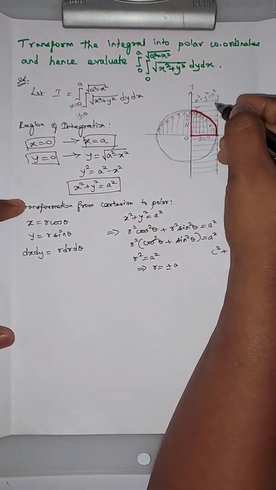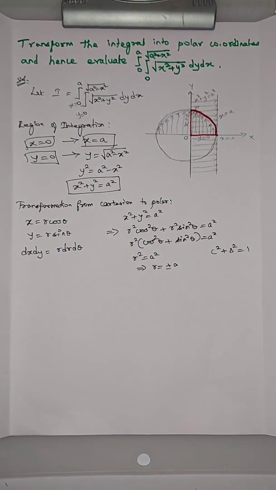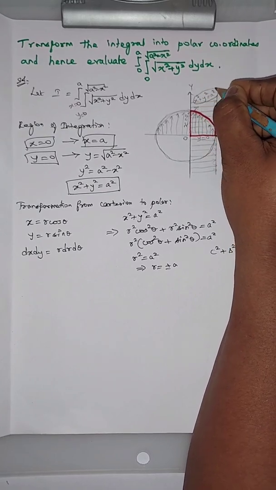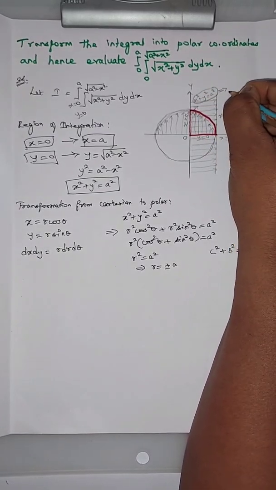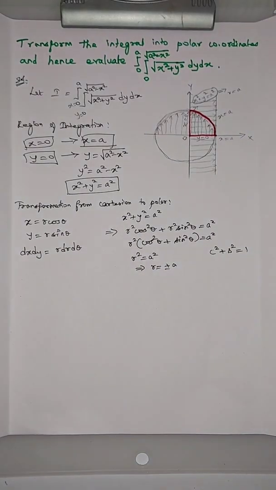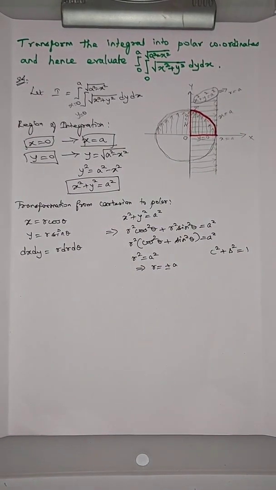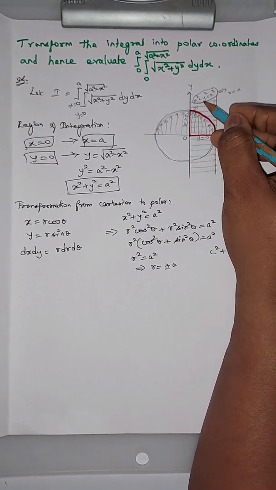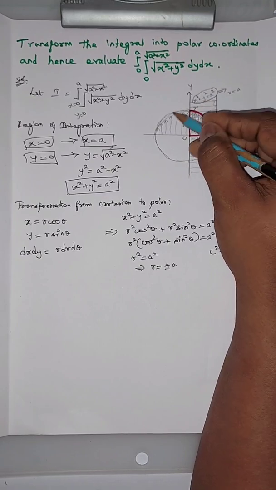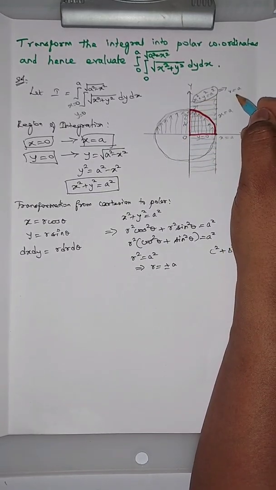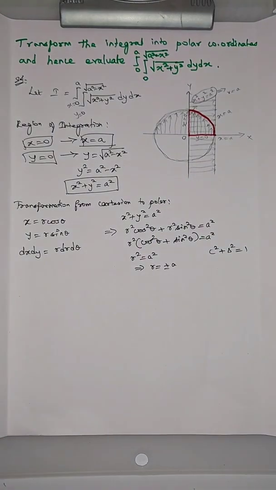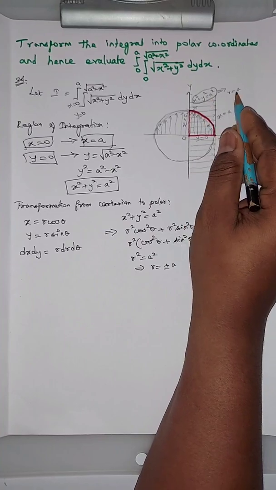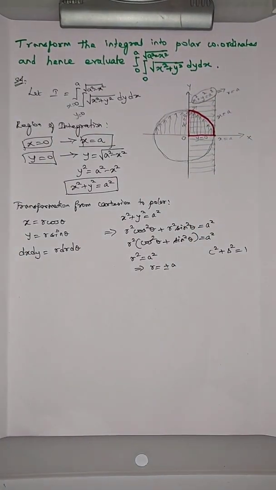In this region it is r is equal to a. So the equation of the circle is r is equal to a in polar form. x square plus y square is equal to a square is the equation of this circle in Cartesian, whereas the equation of this circle in polar is given by r is equal to a. We have converted the equation of the circle to polar: r is equal to a.